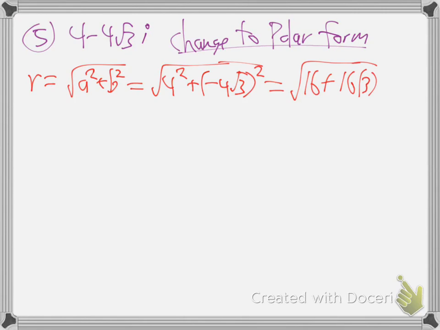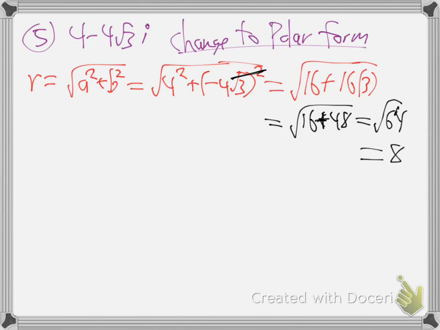Is that too fast? Do you see that? I squared the negative 4. Negative 4 times negative 4 is positive 16. And the root of 3, it just removes the root, doesn't it? To be a plain 3, the square removes the root. So then you get 16 plus 48, square root of 64, 8. Good for R? Do you get R okay?